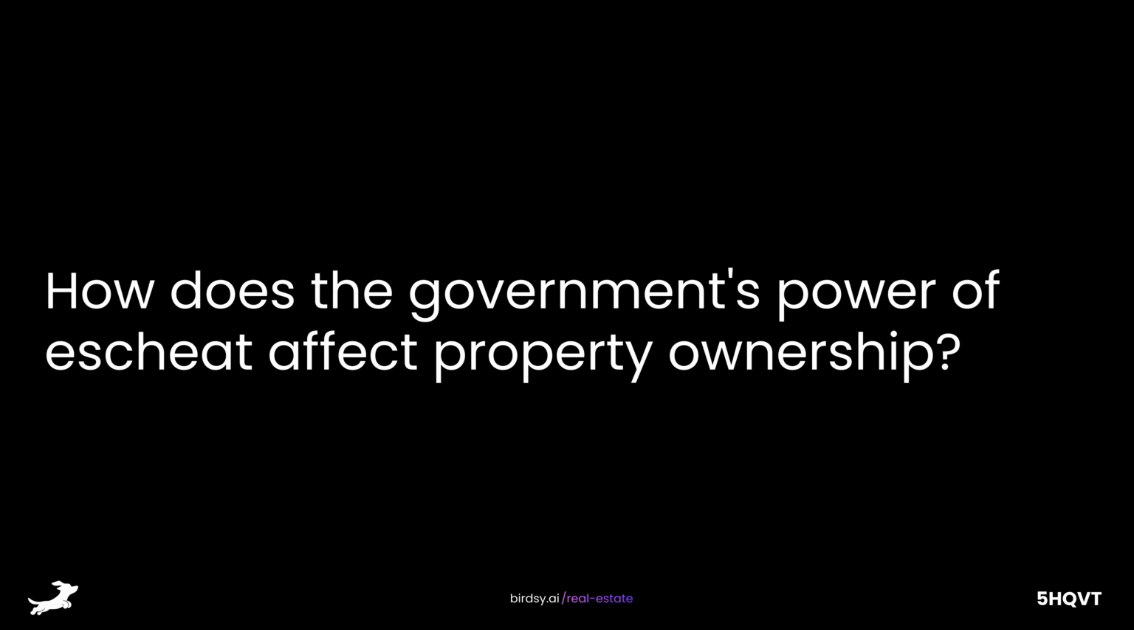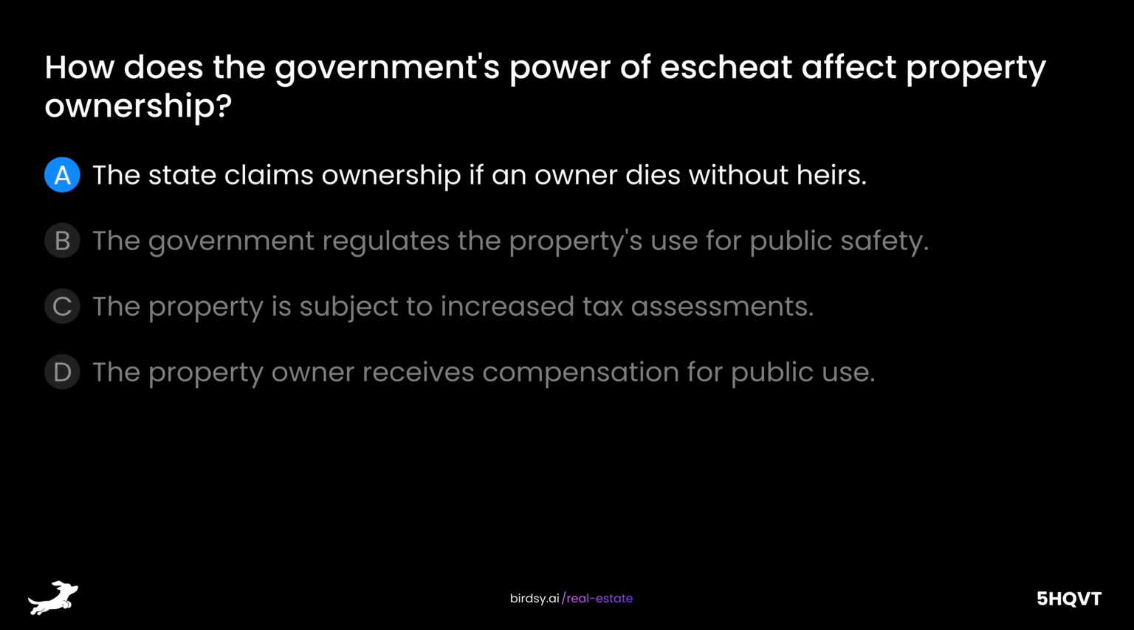How does the government's power of escheat affect property ownership? Is it A, the state claims ownership if an owner dies without heirs, B, the government regulates the property's use for public safety, C, the property is subject to increased tax assessments, or D, the property owner receives compensation for public use? The answer is A, the state claims ownership if an owner dies without heirs.